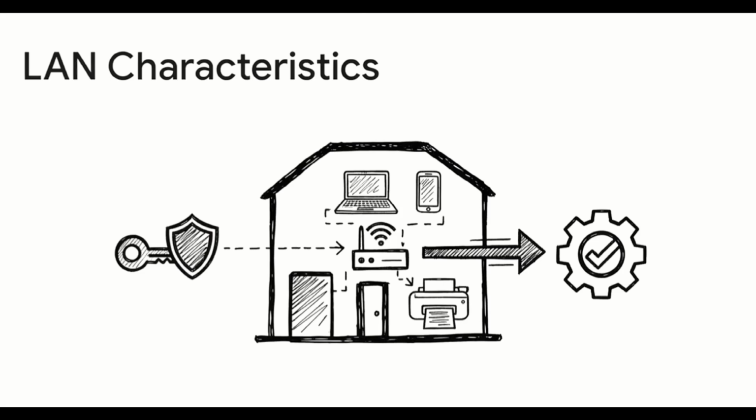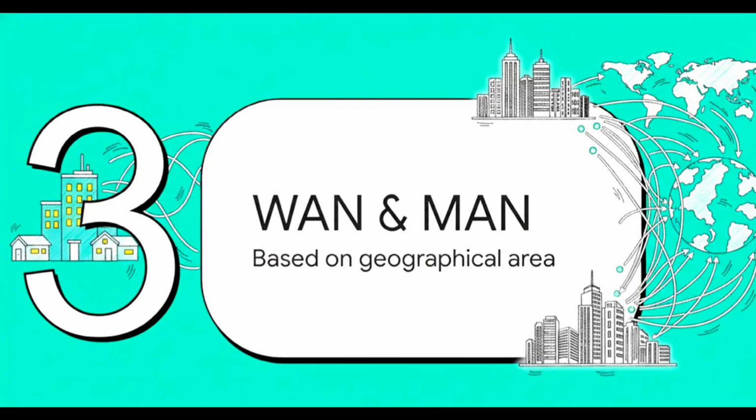So what really makes a LAN a LAN? Well, it's that small, private scope. Because it's owned and controlled by you or your school or your company, you get two huge advantages: security and, oh yeah, speed. Just think about it. If you transfer a huge file between two computers on your home Wi-Fi, it's almost always way faster than downloading something from the internet. Why? Because you own the whole pathway. There's no traffic.